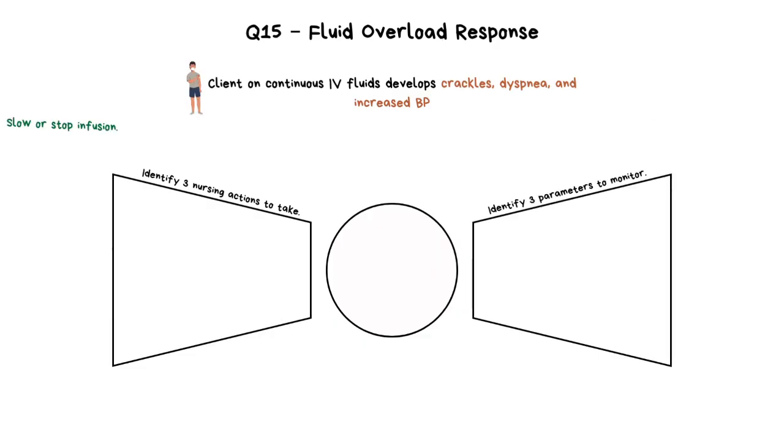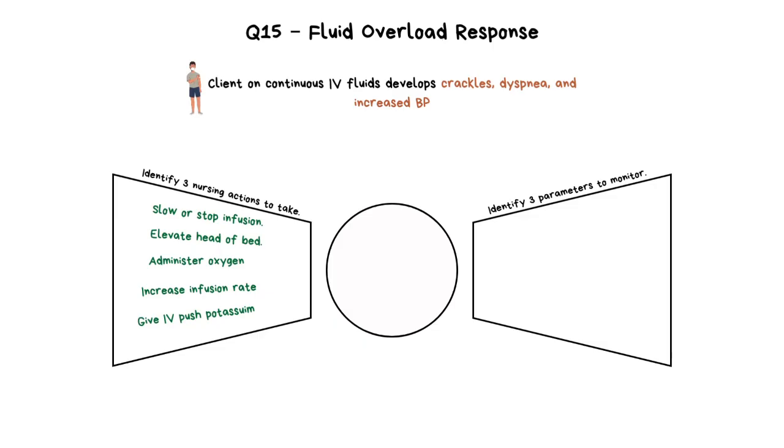Options: possible nursing actions: slow or stop infusion, elevate head of bed, administer oxygen, increase infusion rate, give IV push potassium. Parameters to monitor: lung sounds, oxygen saturation, blood pressure, urine-specific gravity, pedal pulses. Pause here and make your selections.